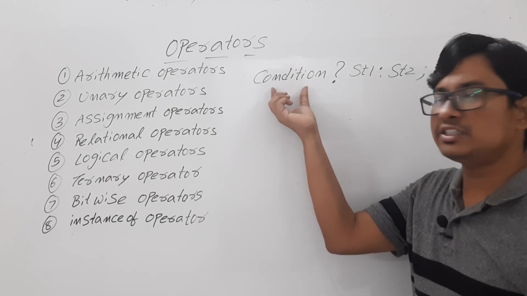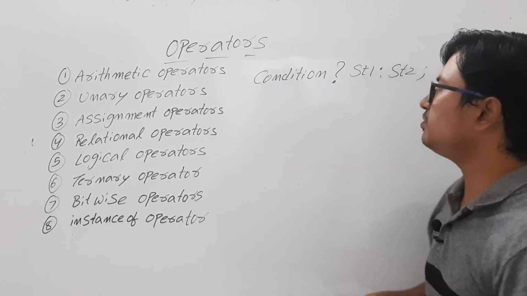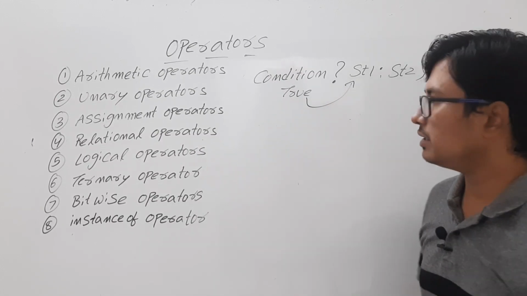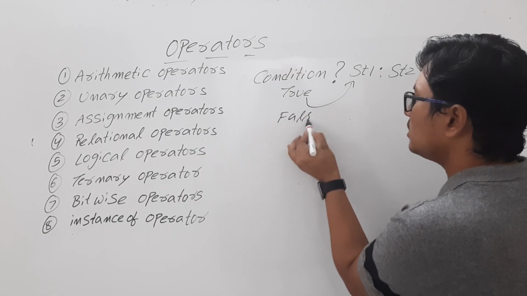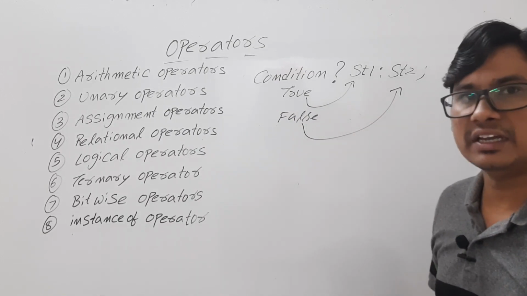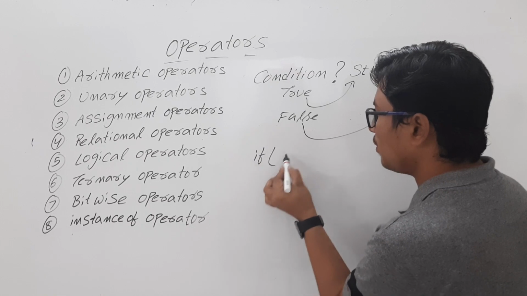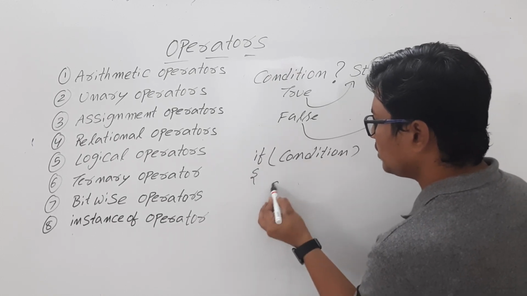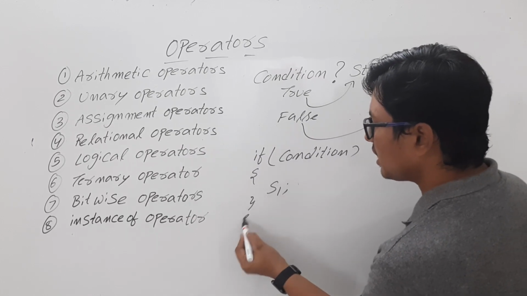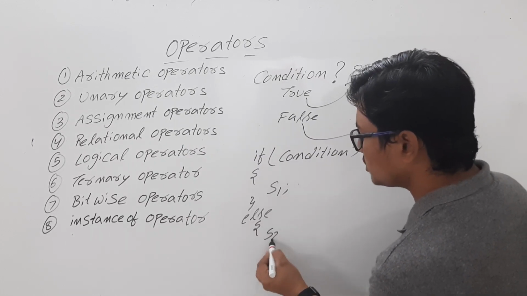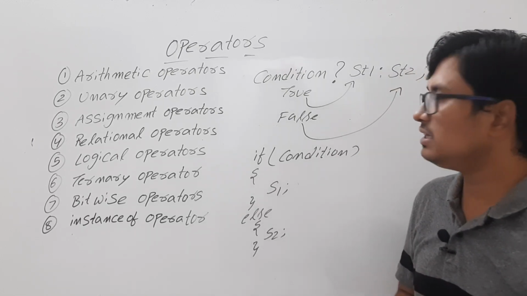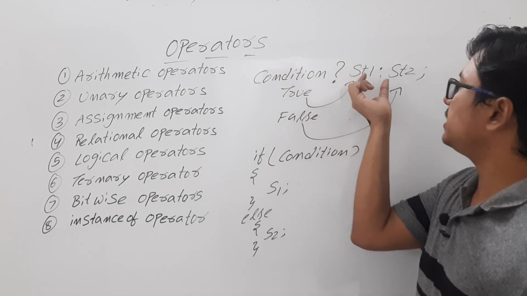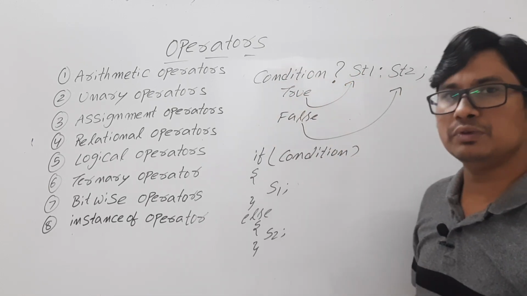Now the condition can be true or false. If the condition is true, the statement 1 will be executed. If the condition is false, the statement 2 will be executed. It is like an if and else. If you have a condition, if the condition is true, you will execute the statement 1. If the condition is false, you will execute the statement 2. That's all. Simple. It is like an if and else.